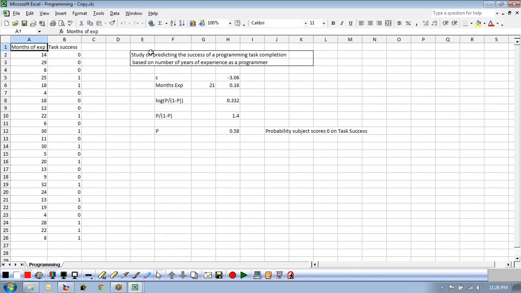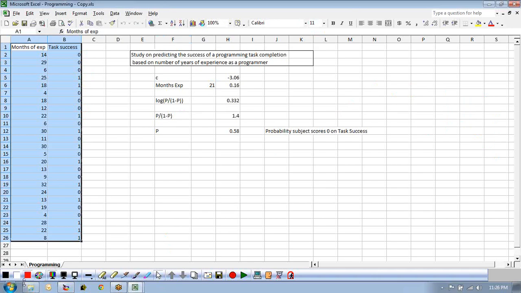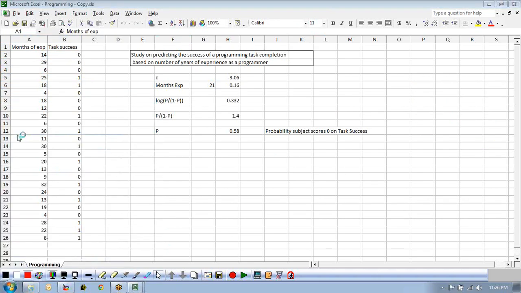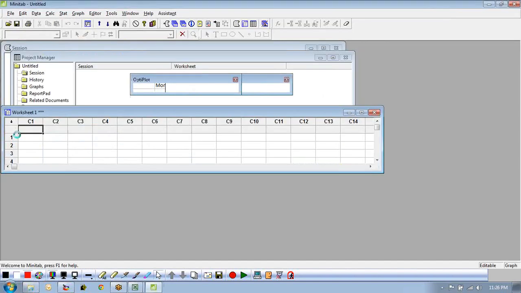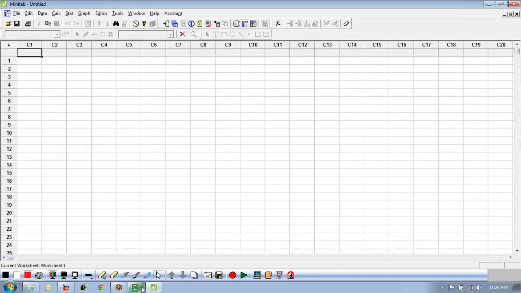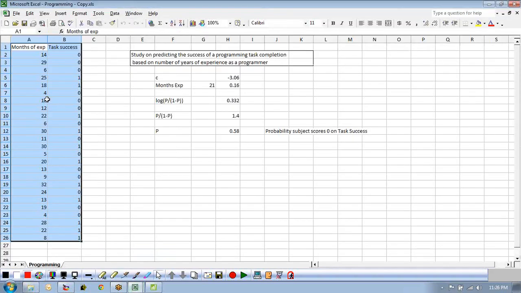First thing I need to do is get into Minitab. Oh, I better open up Minitab. How's that? Come on, Minitab. There you are. Okay, now I've got it open.